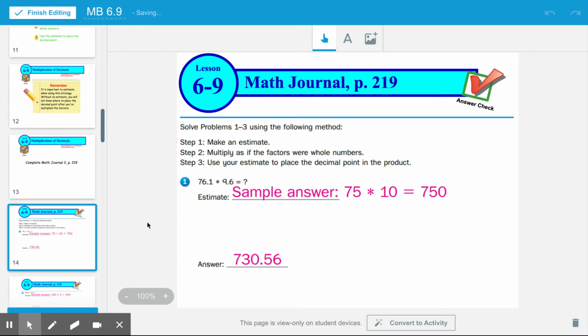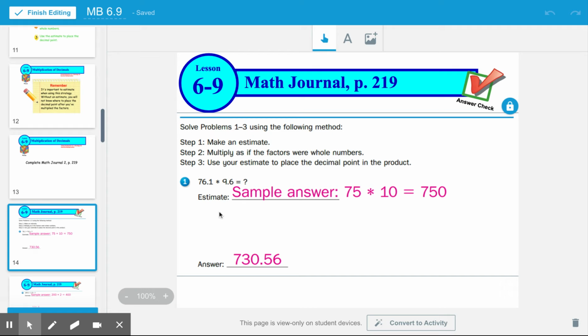It says, again for you, step 1, make an estimate. Step 2, multiply as if the factors were whole numbers. And then step 3, use your estimate to place the decimal point in the product. So you can see here they had 76 and 1/10 times 9 and 6/10. Their sample of estimation was 75 times 10, which is 750.